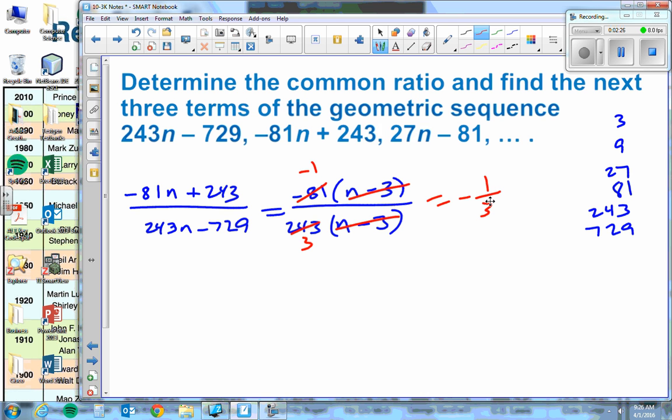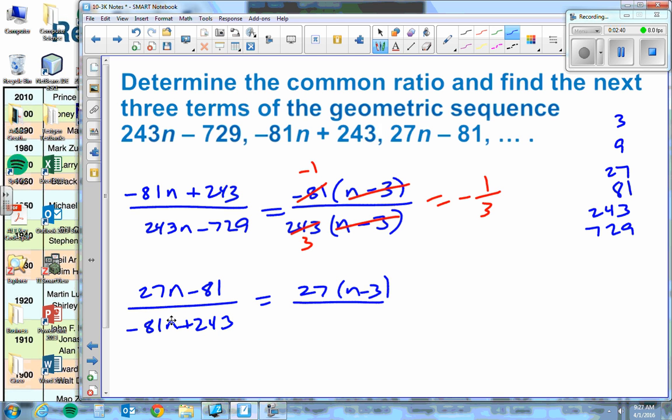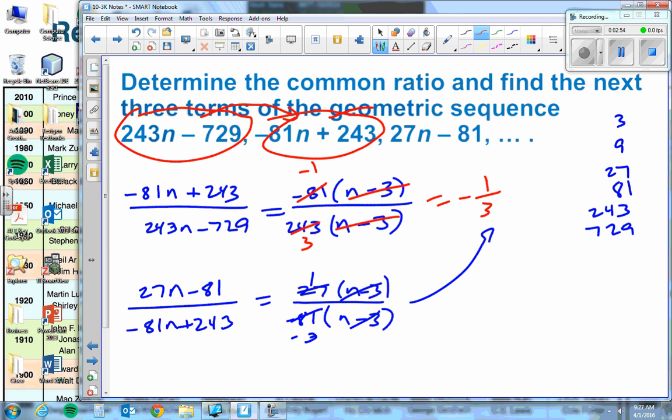Let's do it again. If I do the third term, which is smaller, that's a nice thing, over the second term, I should get the same ratio. Here, the common factor is what? And take 27 out, I get that. Here, 81, -81. That cancels. 27 cancels, leaving -3. Same ratio. Which means, if I were to multiply this by -1/3, I would get this. Multiply that by -1/3, I would get this.